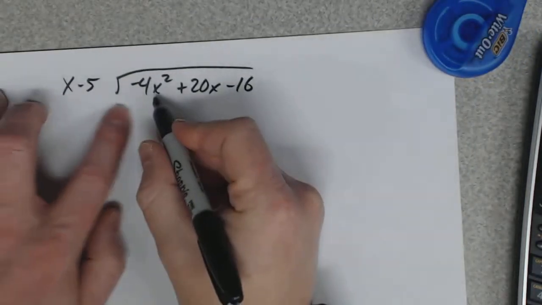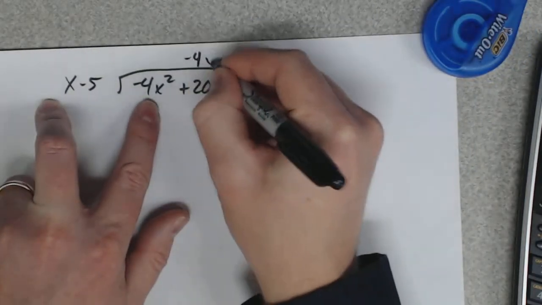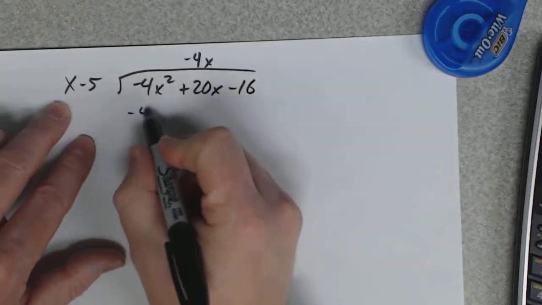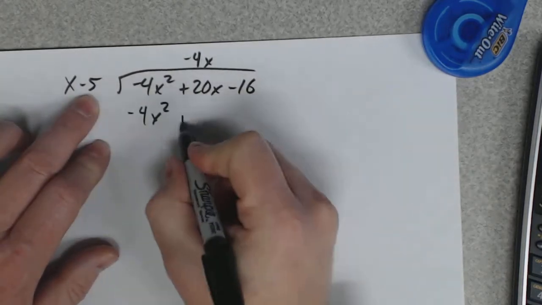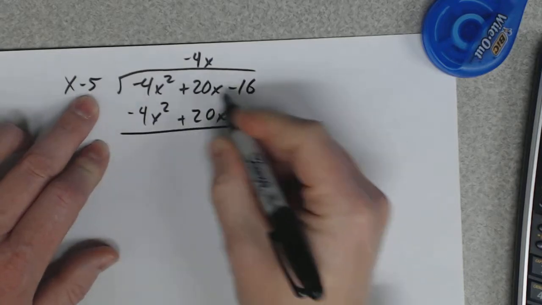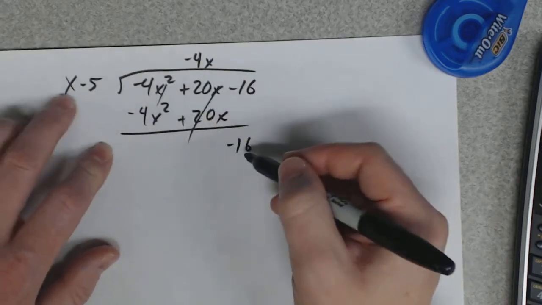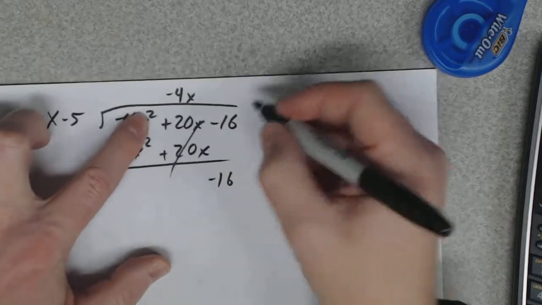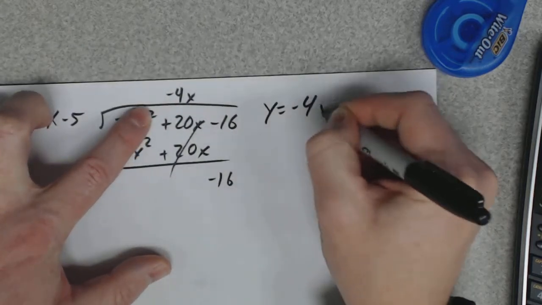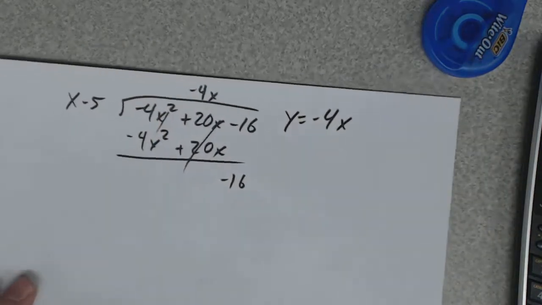So turn an x into a negative 4x squared. You need a negative 4x. Multiply that up. You get negative 4x squared plus 20x. Well, that cancels. You're left with negative 16. Well, you can't turn x into 16. So that's it. Y equals negative 4x. That's how you find slant asymptote.